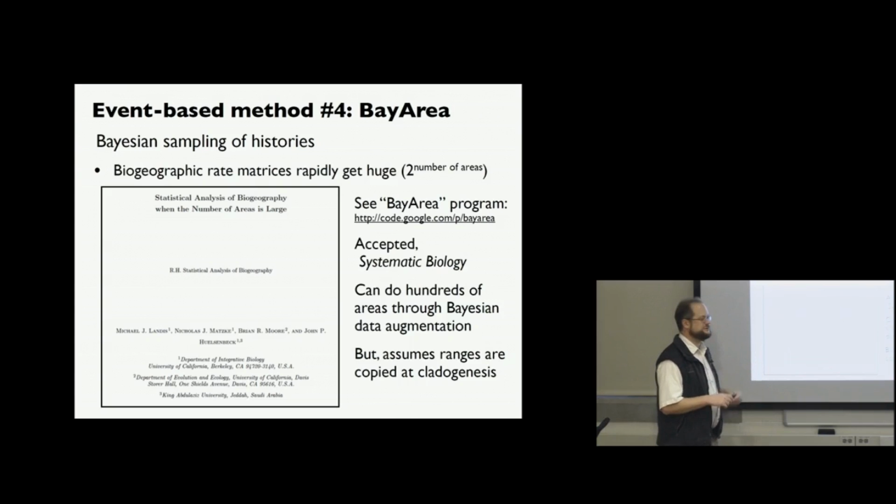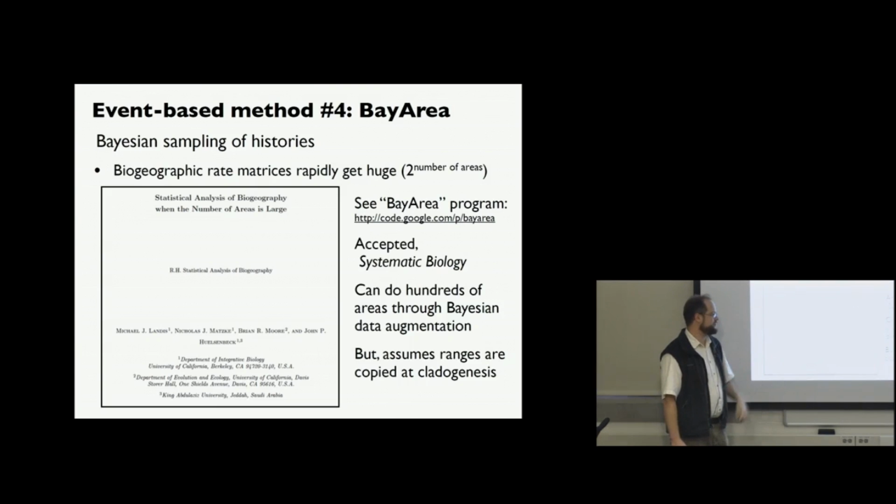And it gets worse if you have 10 areas, right? Then you're 1,024 by 1,024, and pretty soon your programs just crash and you'll never get a result. So this program was designed to solve that problem using a Bayesian sampling technique, and it's really a different talk to talk about it. It's super cool. It runs hundreds of areas really fast.